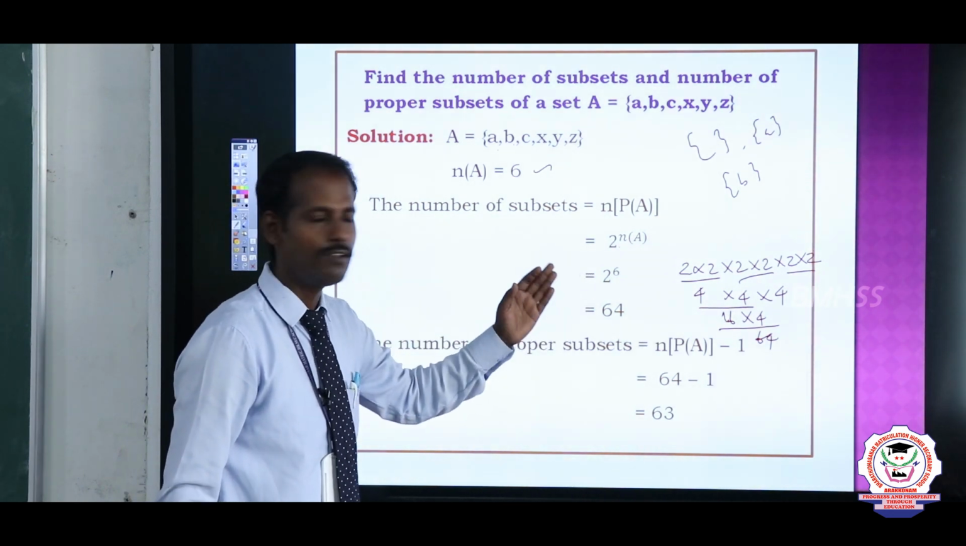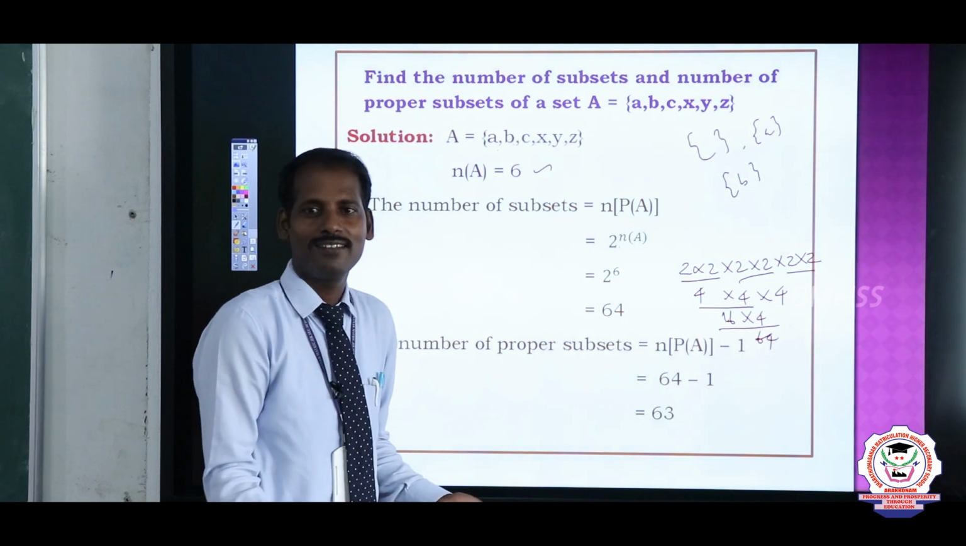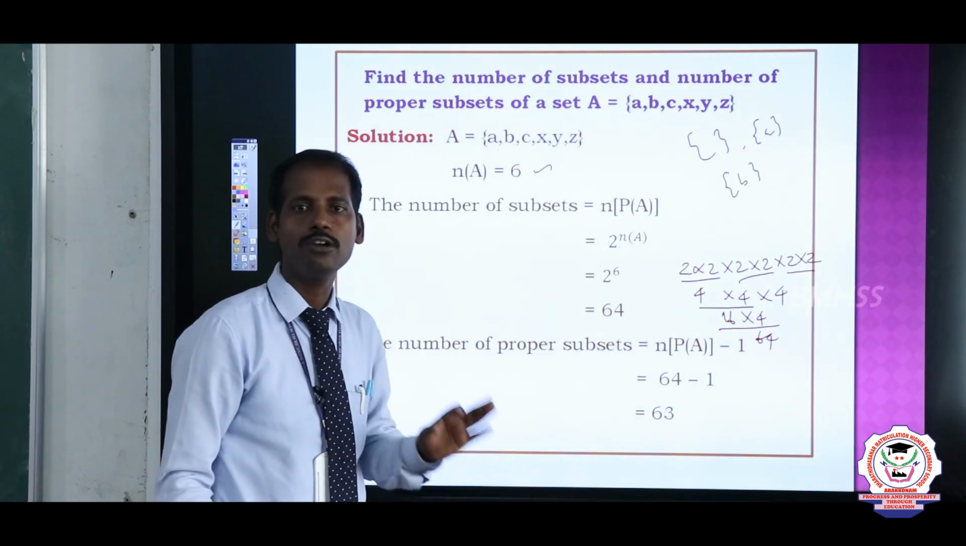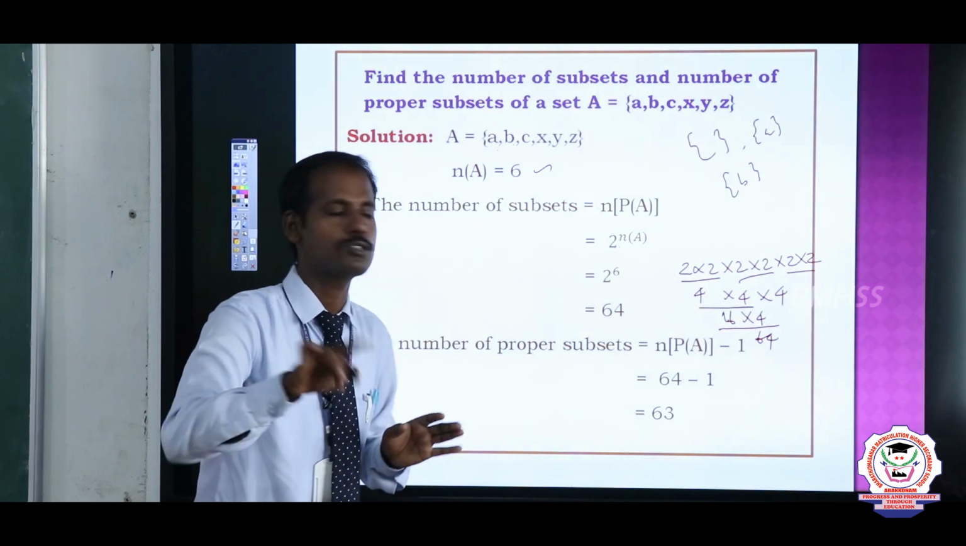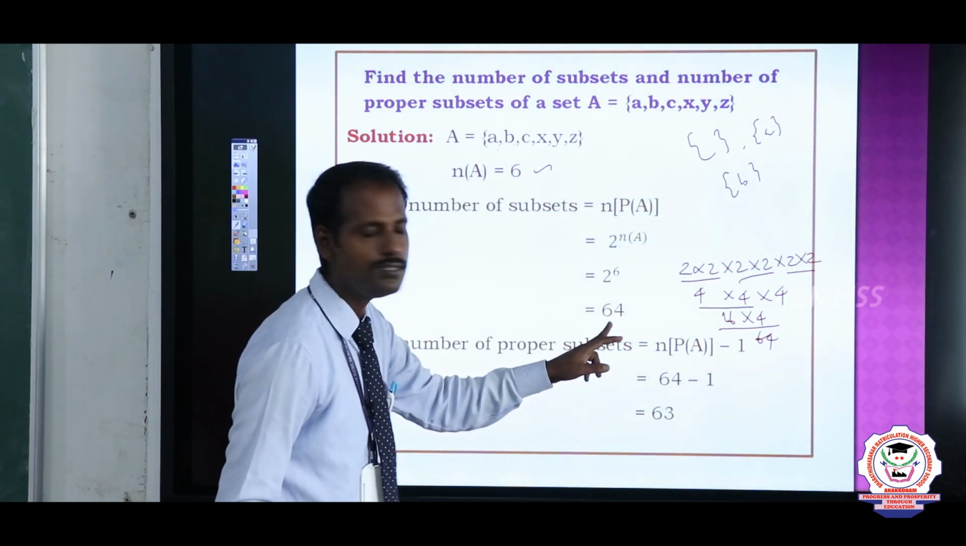Sometimes students say 2 power 6 is 12. That is wrong. 2 power 6 means you have to multiply 6 times. This is exponents. So you multiply 2 six times, then you will get the answer 64.